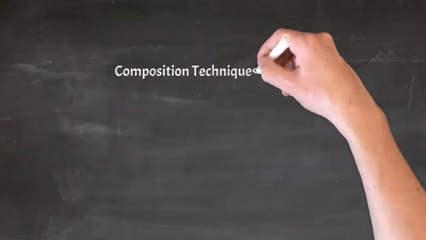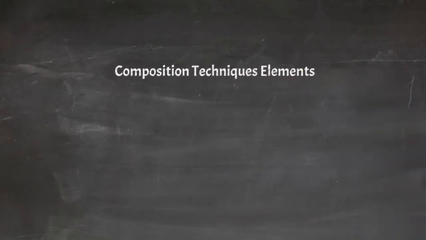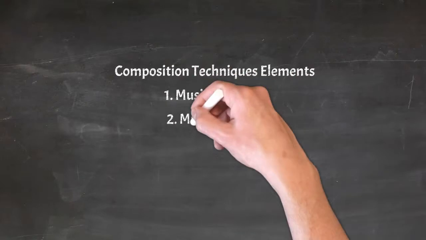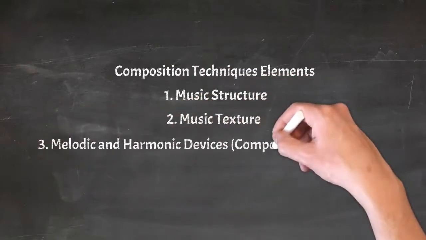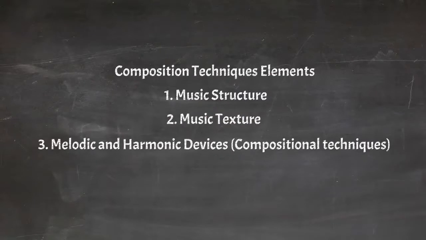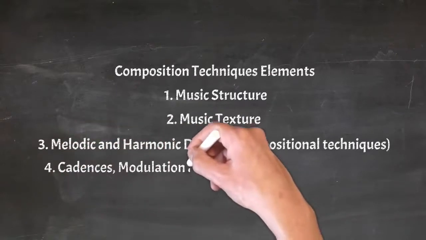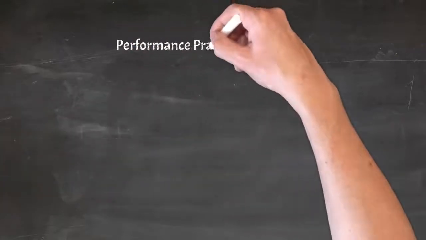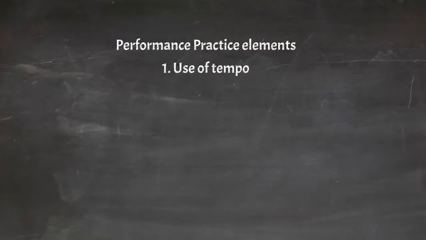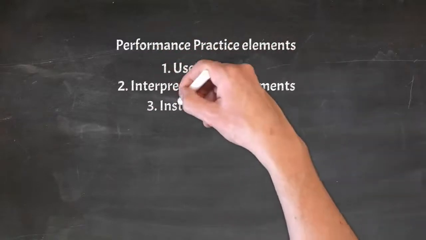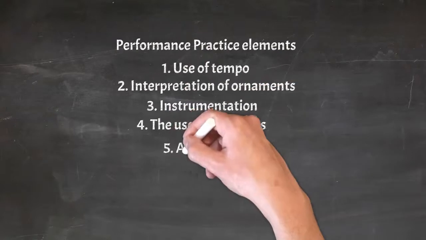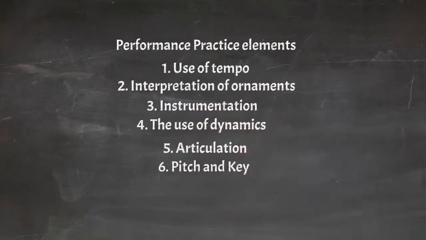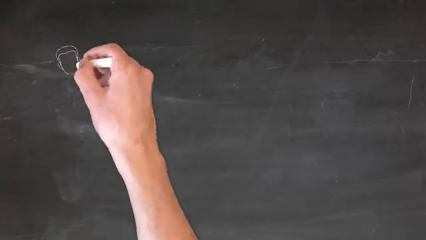Now, in order for you to do well in this section, you really need to know all the elements of composition and performance practice. So, for example, with composition, you need to know and understand structure, textures, melodic devices, harmonic devices or compositional techniques, cadences, modulation, secondary dominant chords, and so on. For performance practice, you need to be able to explain the use of tempo in compositions, the interpretation of ornaments, the use of dynamics, articulation, pitch, and the overall sound of performances.